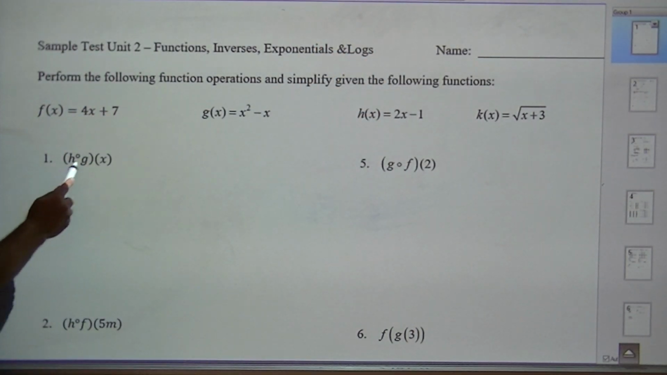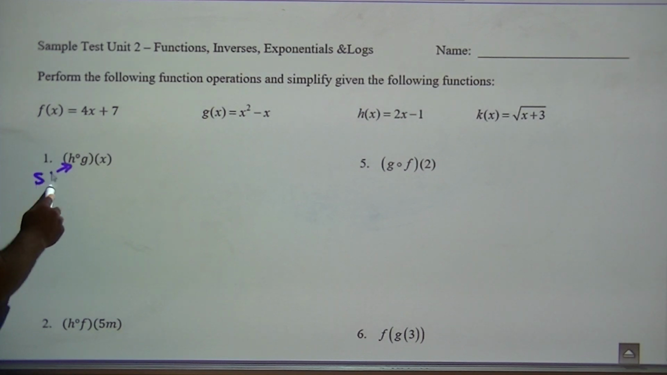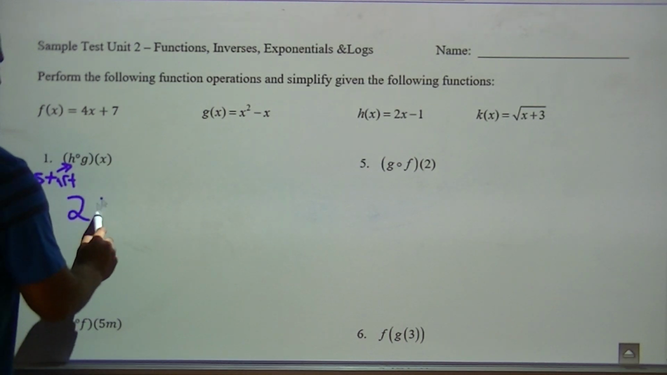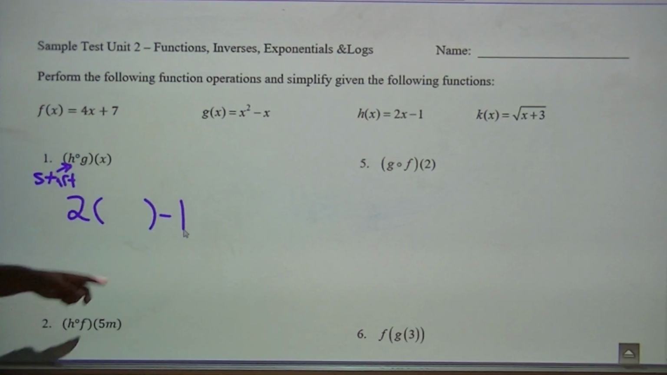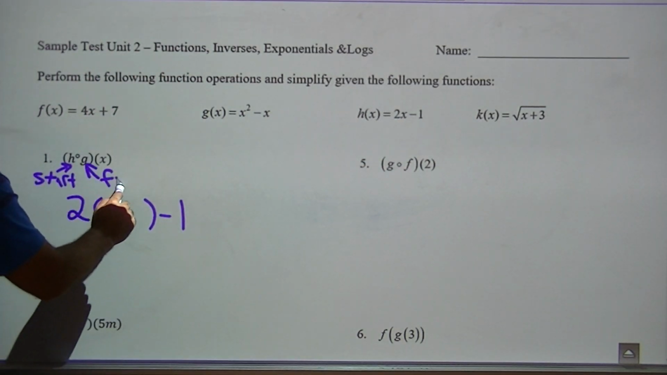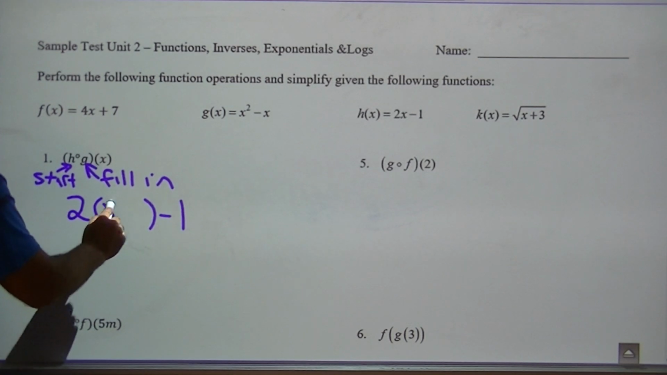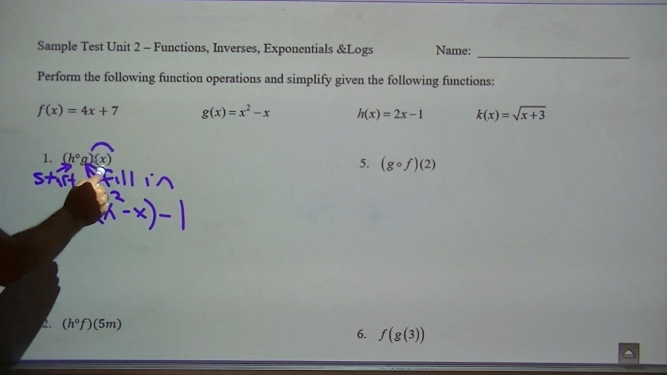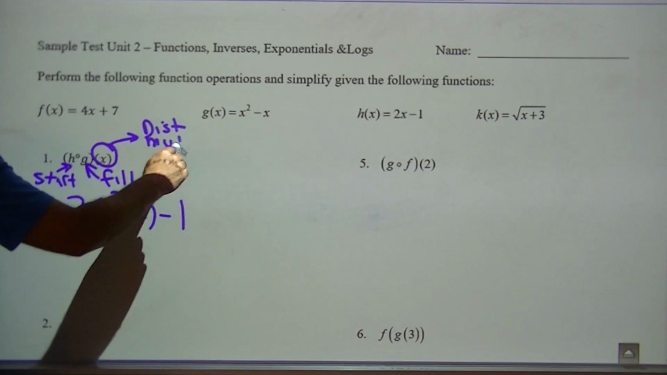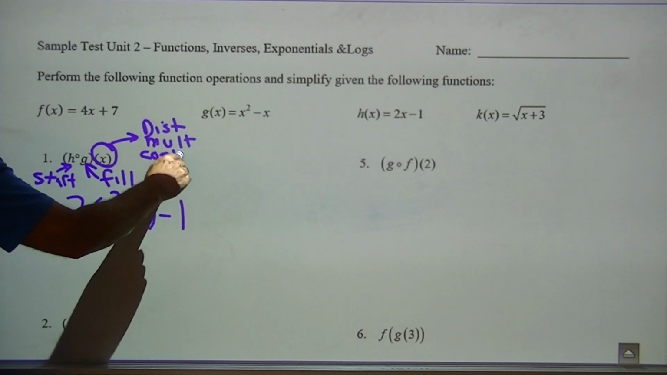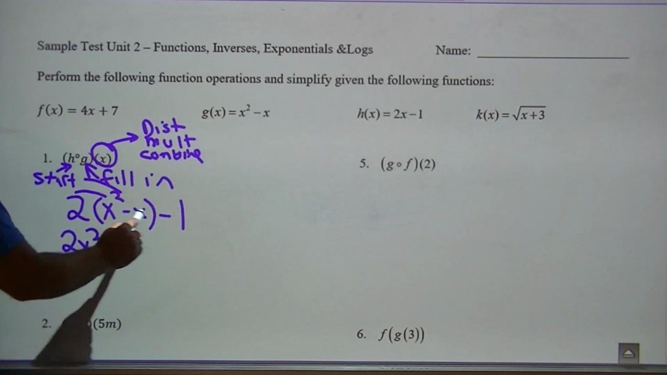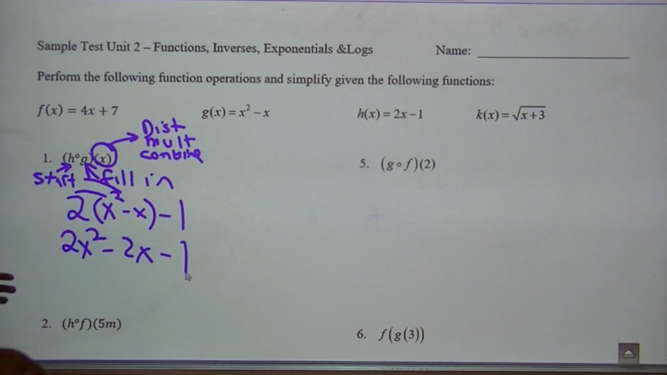So what you're going to do with these, this is composition. So this is what you start with. You're going to take the H function and remove all of the x's to start. Notice how that 2x, the x went away. Now this is what you fill in, this function. So I'm going to fill in x squared minus x. Now, when this is x, you're going to either do some distributing, multiply, you might combine some like terms, that kind of stuff. 2x squared minus 2x minus 1, I cannot combine anything.